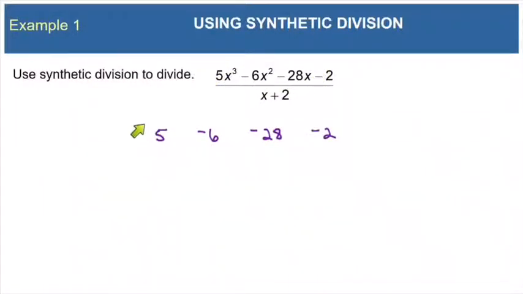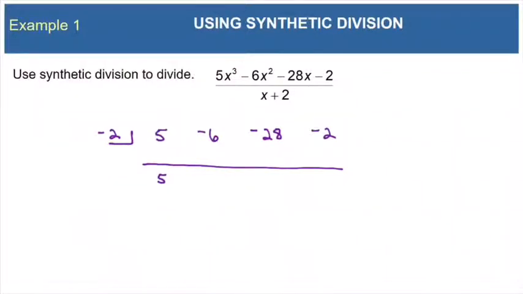Now we need to decide what goes in the box here, and we're dividing by x plus 2. So what is the x value that makes this bottom expression equal 0? Well, if x plus 2 equals 0, then x must be negative 2, so that is what needs to go in the box. Now leave a blank row and draw your line below that and pull down the first coefficient.